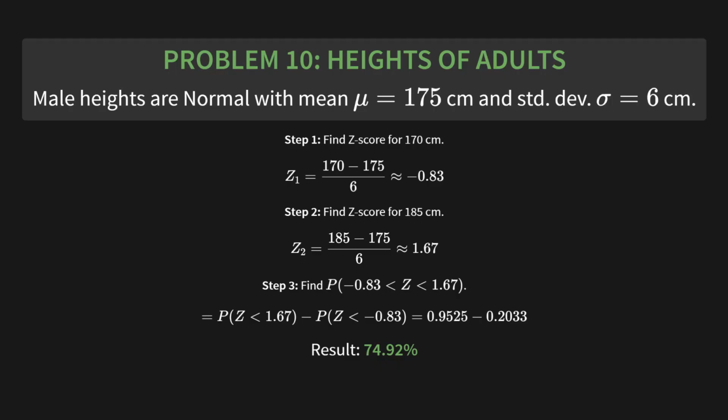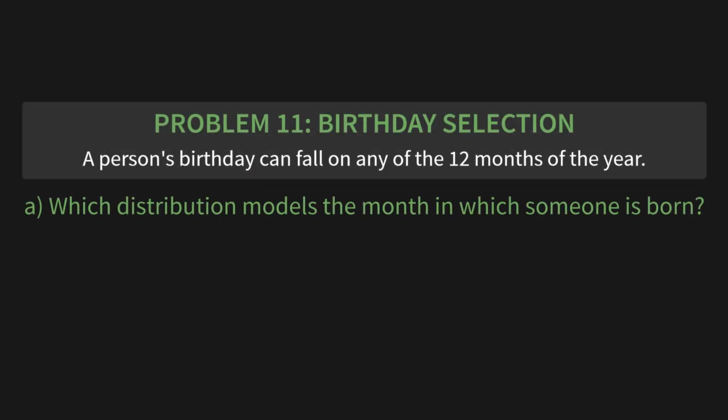Step 3. Now we find the probability that z is between negative 0.83 and 1.67. The way we do this is we find the probability that z is less than 1.67 and subtract the probability that z is less than negative 0.83. Looking these up in a z-table, we get 0.9525 minus 0.2033. And the result is 74.92%. And that's it. That's how you solve it.